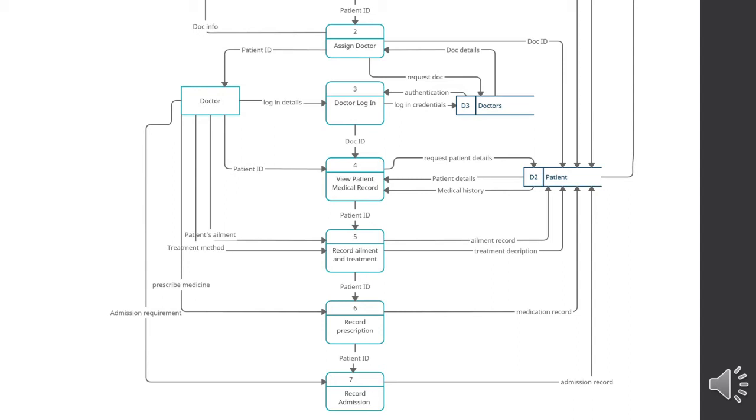And then we continue to the sixth process, which is record prescriptions by using patient ID. So this process will receive prescribed medicine from the doctor, and all the patient's medications record will be saved to the patient's data store.